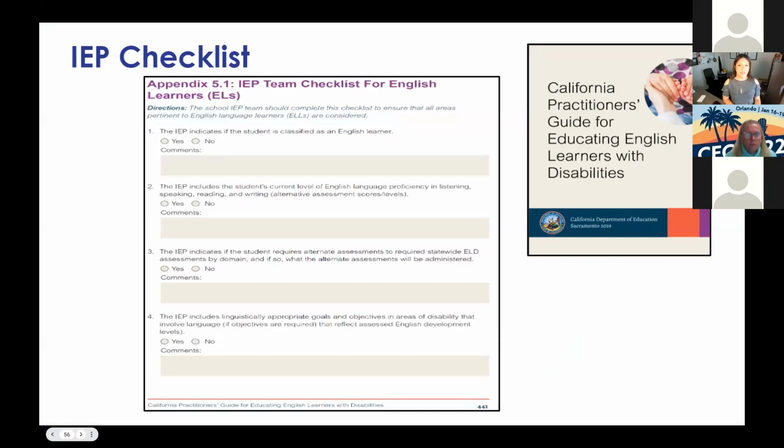Which then brings us to that checklist. How do we ensure that all of these things are done? For that, we have Appendix 5.1, which is an IEP team checklist for English learners. And this will guide you again in a reflective practice of making sure that we've addressed all things that are specific to English learners with an IEP. From the classification of the student as an English learner, the student's current level, if a student requires alternate assessments, do we have linguistically appropriate goals and objectives? Again, a very structured document to allow you to ensure that you have in fact met all areas of requirement and need for English learners with disabilities. Next slide.